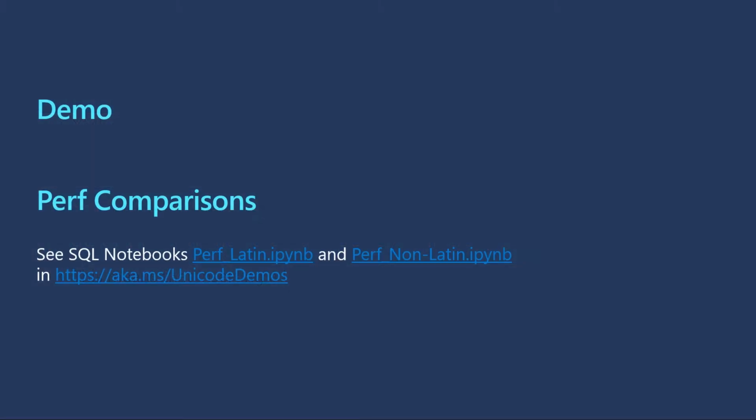We have this documented. Another demo for you: a couple of notebooks that will explore the performance characteristics that I mentioned. They're also available at the URL you see on the screen there. I urge you to go and look at it and run the demos for yourself, or just look at the results already stored in the SQL notebook.